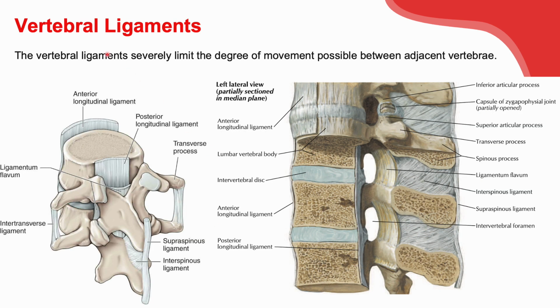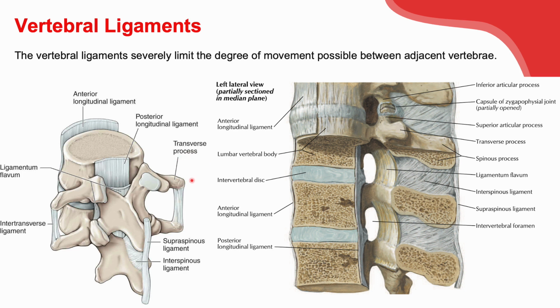As we said previously, these are the vertebral ligaments that severely limit the degree of movement possible between the adjacent vertebrae. This right here is the anterior longitudinal ligament. Then this is the posterior longitudinal ligament. Then we have the ligamentum flavum right here.